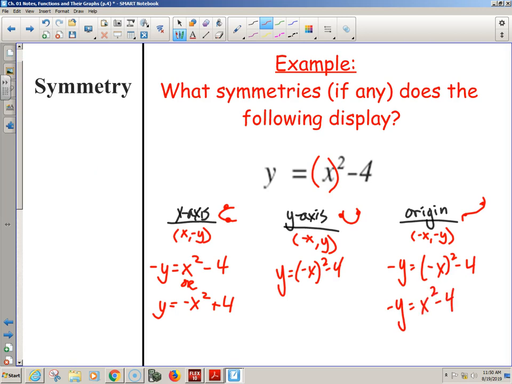Who's the same? The y-axis. Because what happens when you simplify a negative times a negative? So is this a solution? Yes. So since it's a solution, yeah, it has y-axis symmetry. Anything else?